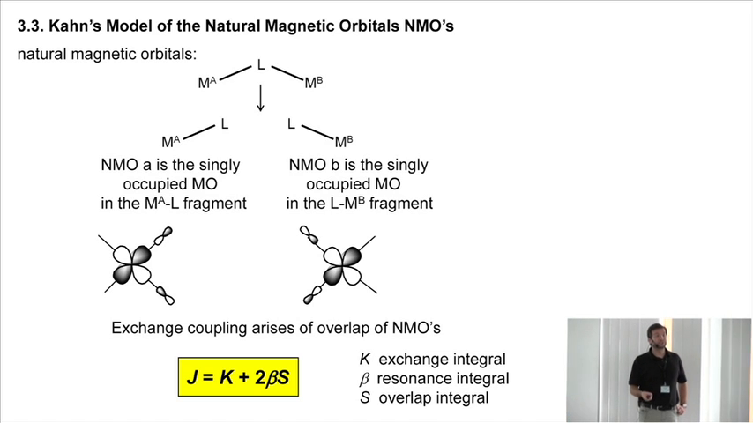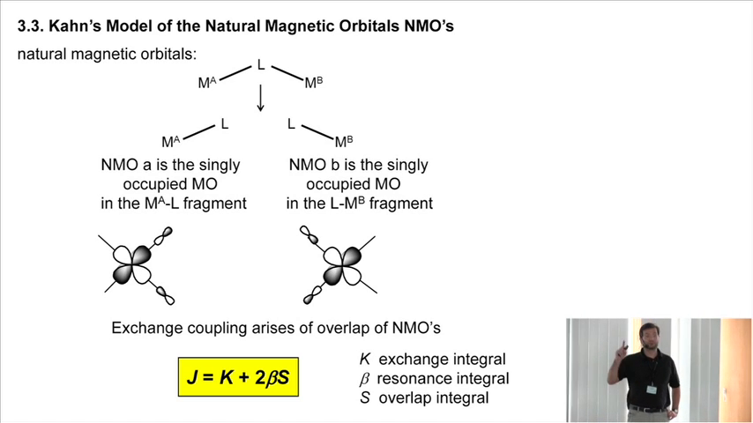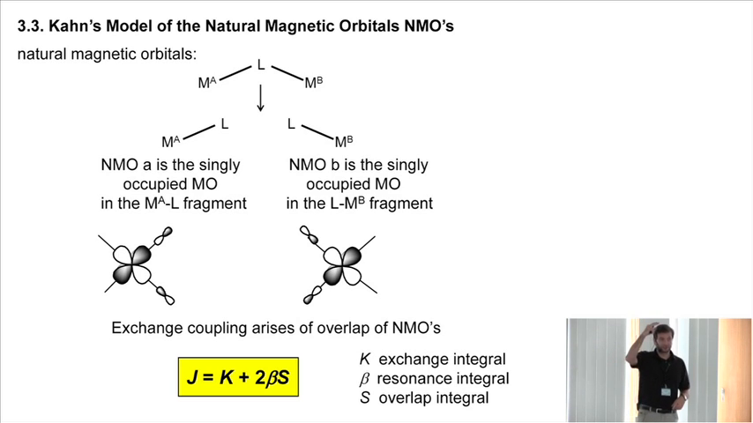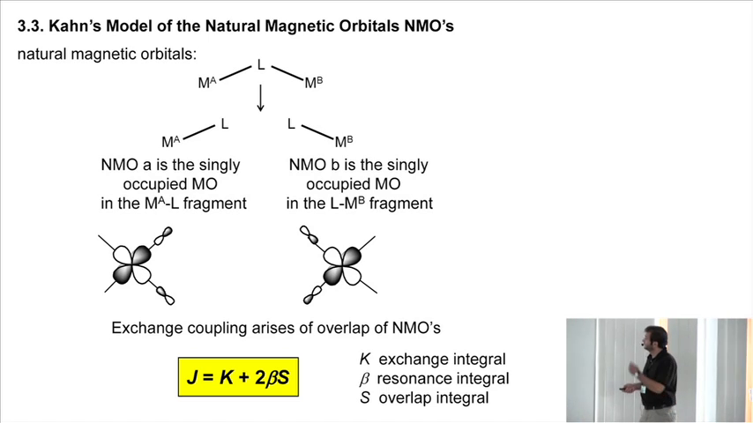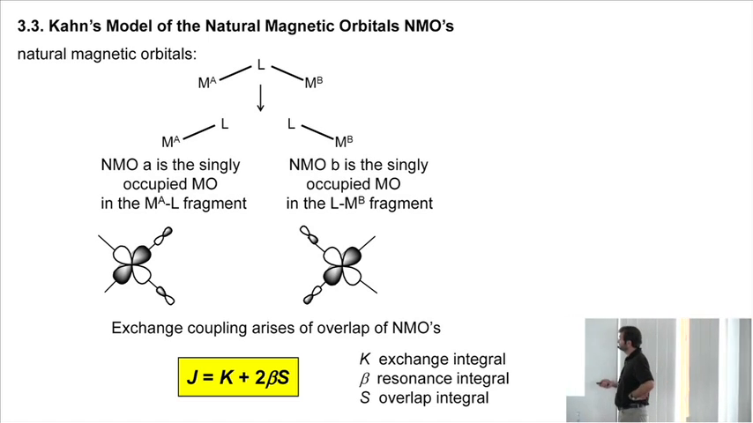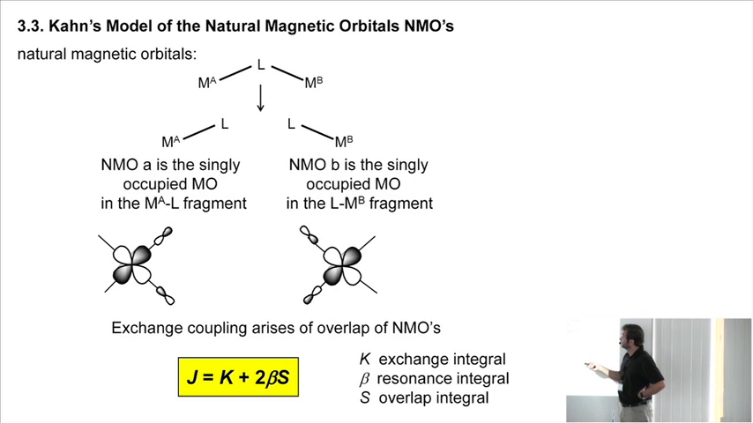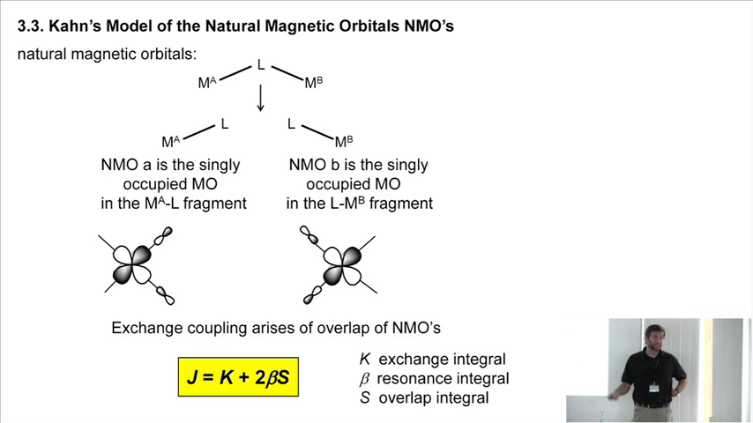A magnetic orbital is an orbital where only one electron is in. If you have a doubly occupied orbital, it's not a magnetic orbital. If it's not occupied, it's also not a magnetic orbital. A magnetic orbital has only one electron inside. And let us assume a simple copper(II) system. And we have here some bridging ligand, like a hydroxide, for example.